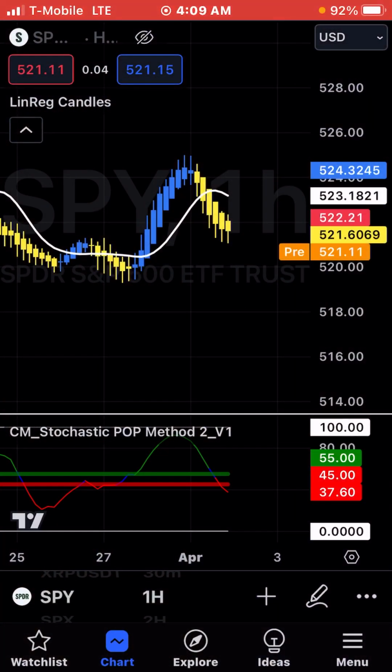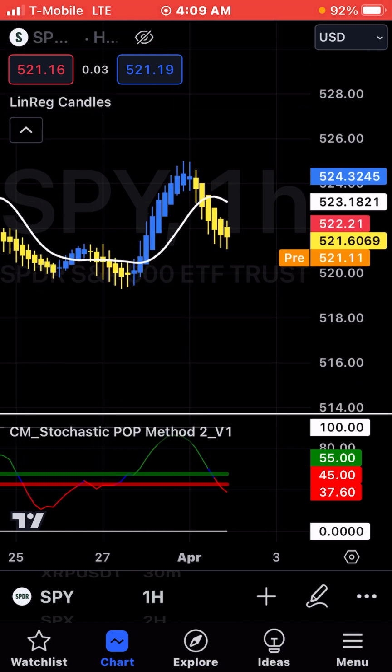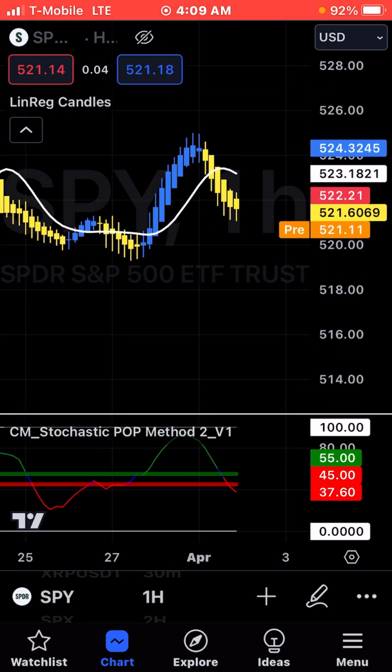Okay, so the strategy is very simple to understand. Basically, you need to know the linear line strategy, which I talked about a week ago. So definitely check out my previous videos where I talk about the linear strategy. Basically, you want to set it up to where you have a linear line, and you want to take note of when the candles are going through that linear line. And the next thing you want to do is, what I looked for was a new indicator, and this one is the CM Stochastic Pop.